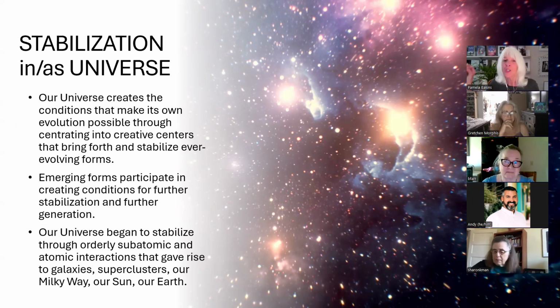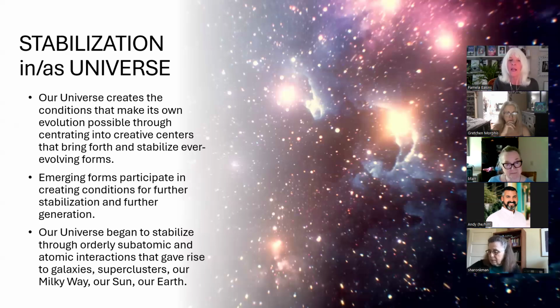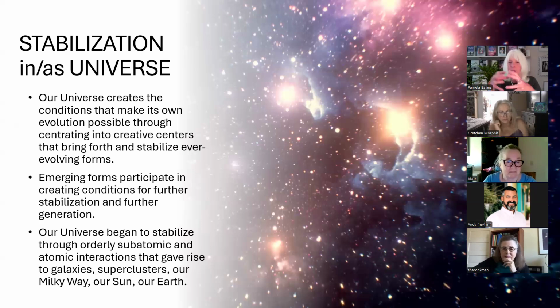But they evolve slowly. Adaptation, usually slowly. Emerging forms participate in creating conditions for further stabilization and further generation. So, our universe began to stabilize through orderly subatomic interactions inside atoms and atomic interactions that gave rise to galaxies, superclusters, our Milky Way, our sun, our Earth. So this is all stabilized processes that keep giving birth.